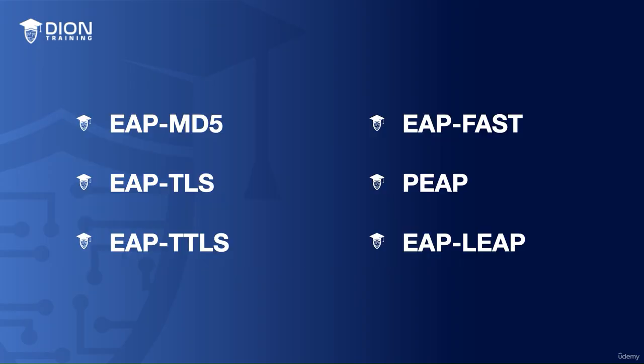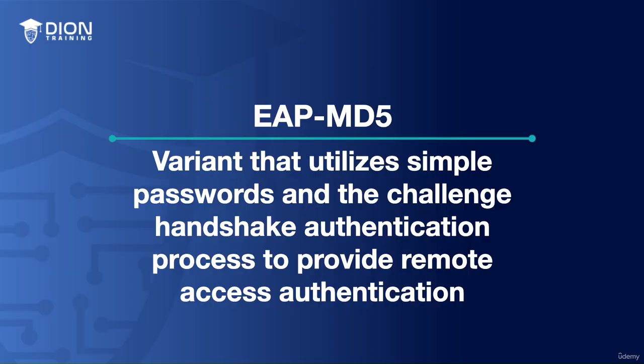There are lots of different variants of EAP, including EAP MD5, EAP TLS, EAP TTLS, EAP FAST, PEAP, and LEAP. Now let's take a look at these 6 variants of EAP to understand how they're different. First, we have EAP MD5.